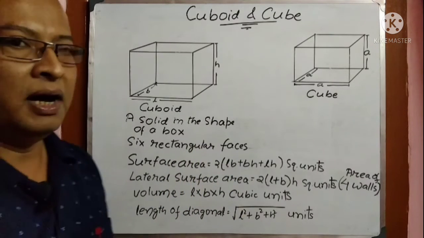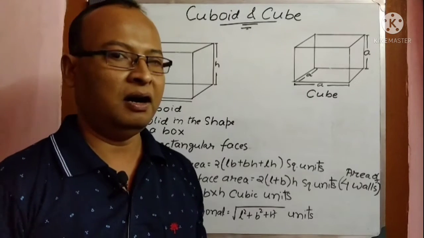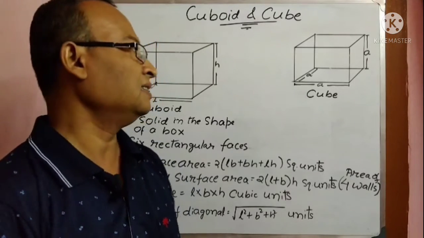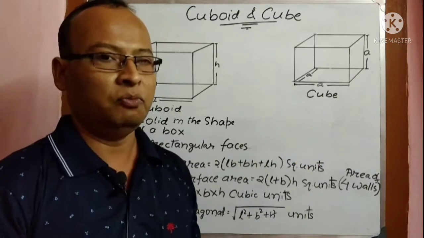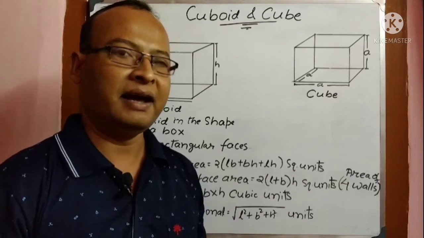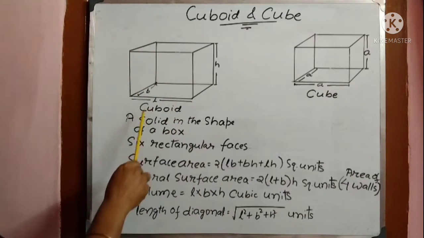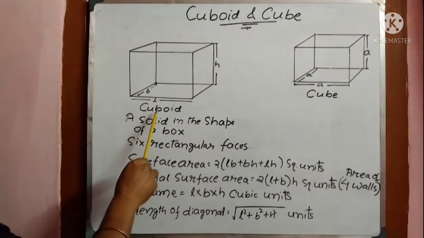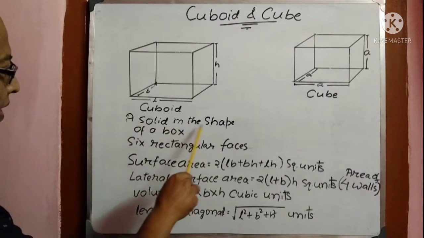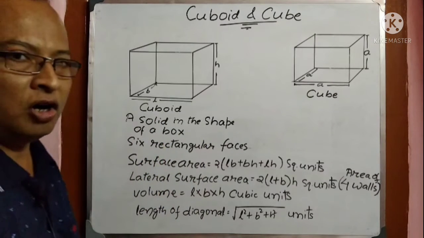As for your room in which you are sitting, if it is a square room, then that is an example of a cube, and most probably it's a rectangular room. So that is an example of a cuboid. See, the definition says what is the cuboid? It's a solid in the shape of a box.